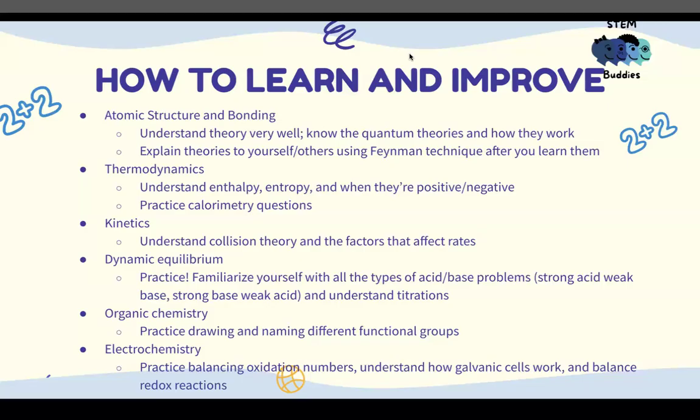And finally, for electrochemistry, this one is probably the unit that's spent the least time on. So honestly, just know how to assign oxidation numbers to different chemicals, and also practice balancing redox reactions because that's the main thing that your teacher would focus on because those are a little tricky to master. So do a lot of those.